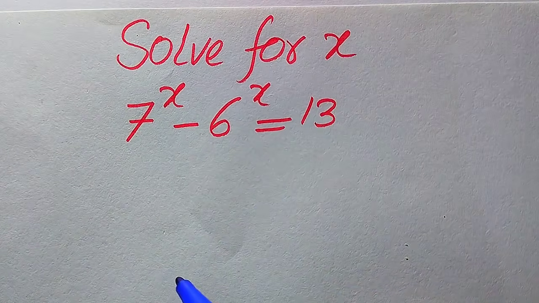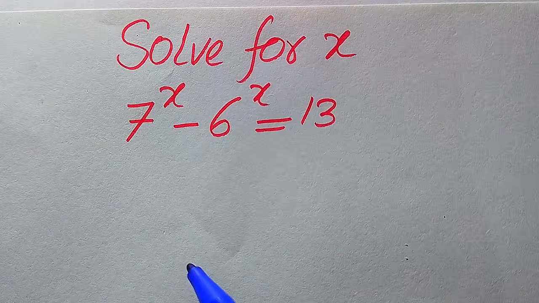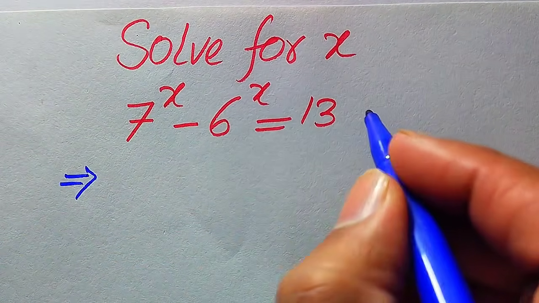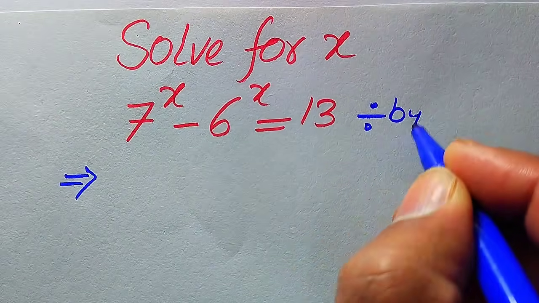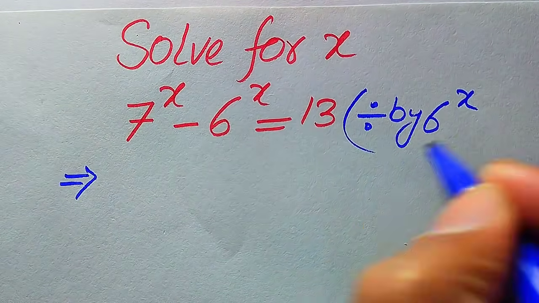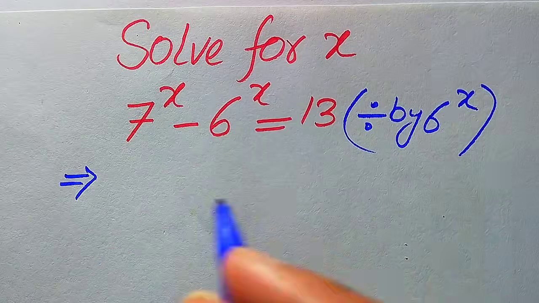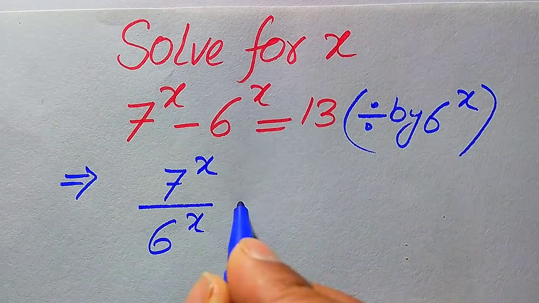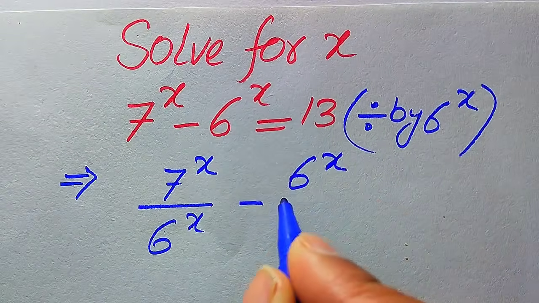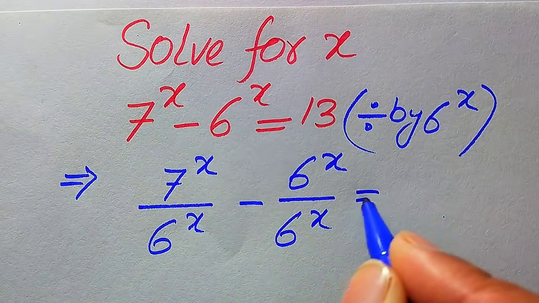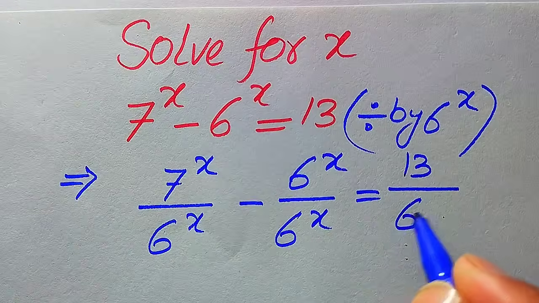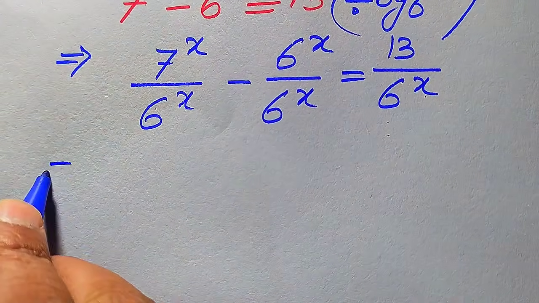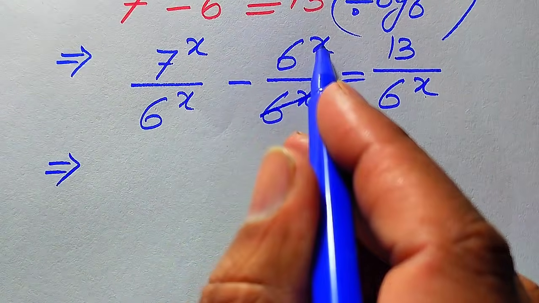And further in the next step we move towards the solution of this problem, and the very first thing we are going to do is divide both sides by 6 to the power of x. And when we divide both sides by 6 to the power of x, it will be written as 7 to the power of x divided by 6 to the power of x minus 6 to the power of x divided by 6 to the power of x is equal to 13 divided by 6 to the power of x.